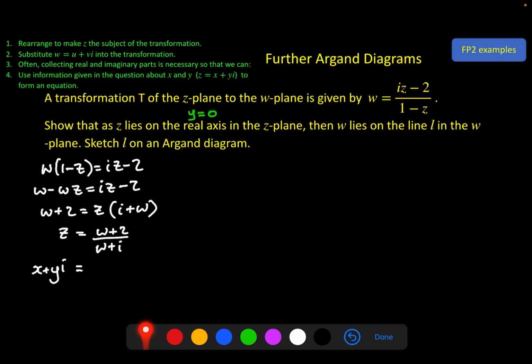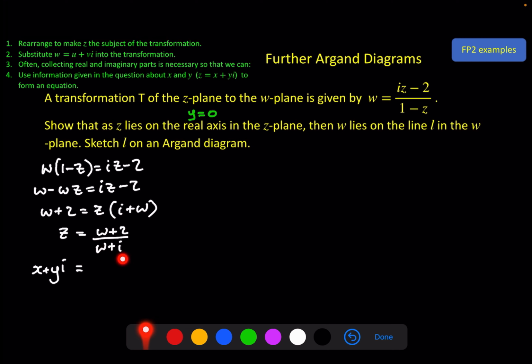So if we can rearrange this into real and imaginary parts, then we can equate the imaginary part here with the imaginary part here and say that bit must equal 0, because y must equal 0 for this statement to be true. So you might think, oh, we can just multiply top and bottom by w minus i and get real and imaginary parts, but it's not that simple, because w is a complex number and has real and imaginary parts within it. So we first need to split w into its real and imaginary parts as well.